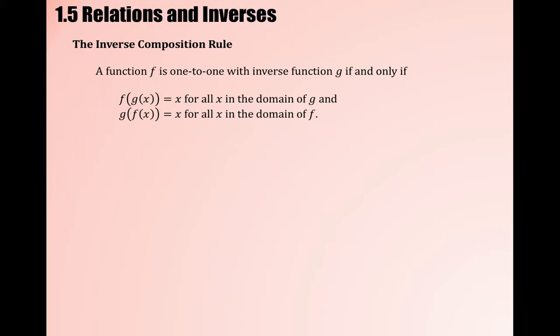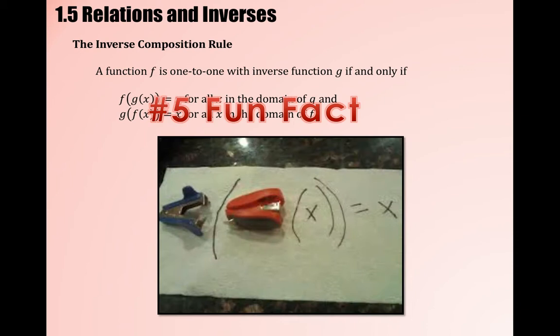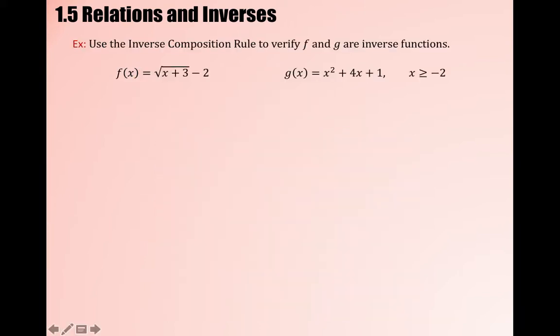If that's not true, or one of them's not true, they're not inverses. That was fun fact number 5, right? So like this, if you staple it and then you take the staple out, you get what you started with. That's what we want if they're inverses. So let's finish up with an example of this. Use the inverse composition rule to verify f and g are inverse functions.